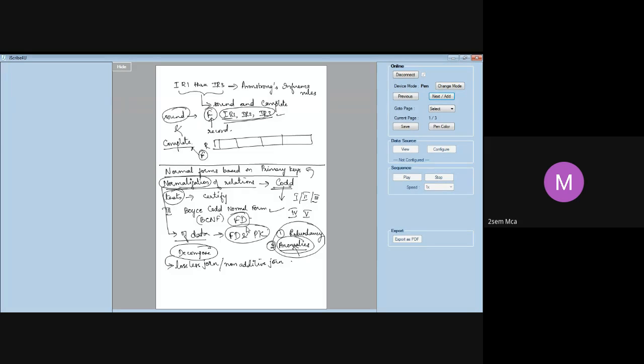One is this. The second property is what we call the dependency preservation property. These are two important properties: dependency preservation property and lossless join property. These two properties should be taken care of along with normalization. Normalization alone is not sufficient to guarantee a good database design. Along with normalization, you should also take care of these two properties.